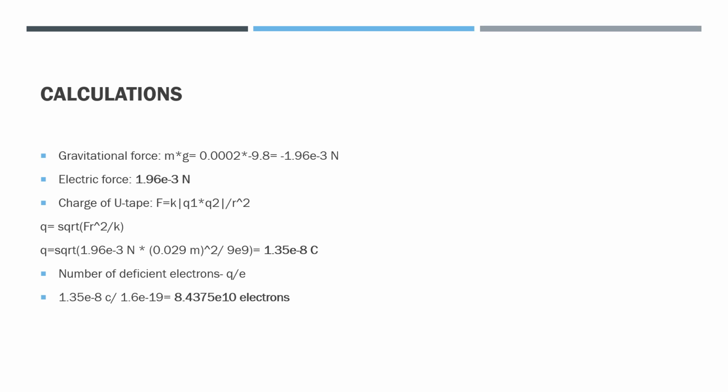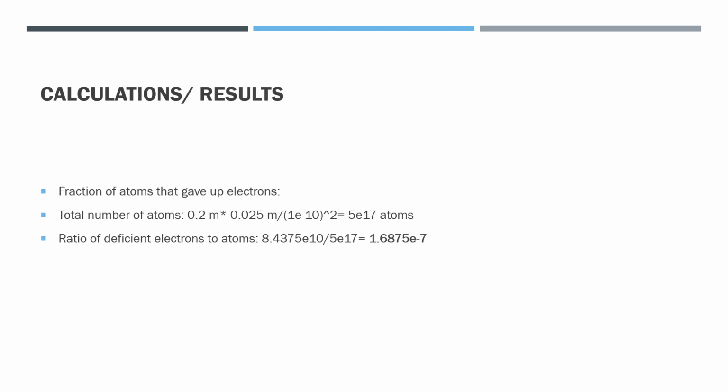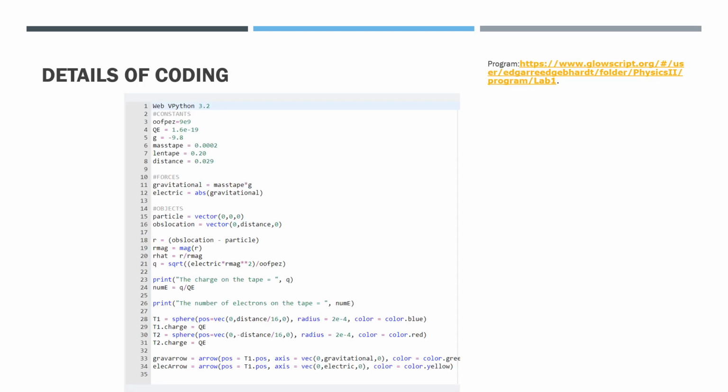To find the number of deficient electrons, we divide that charge by the charge of an electron, 1.6 e to the negative 19, which yields 8.4375 e to the 10 electrons. To find the fraction of atoms that gave up their electrons, we take the total number of atoms on the surface area of the sticky side, which is 5e17 atoms, and divide the deficient electrons by those atoms to get 1.6875 e to the negative 7 as our ratio.